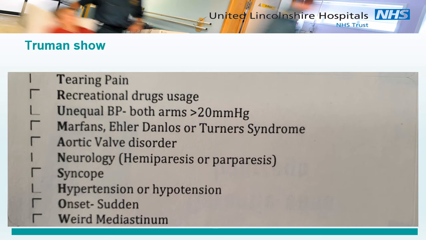So here are the Truman Show criteria. You can just pick any one of them. These are the clinical risk factors. If present, you need to suspect aortic dissection more, and you need to pick at least two to proceed to the next step.